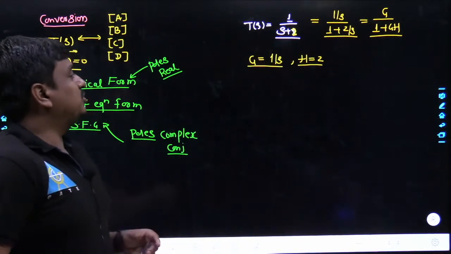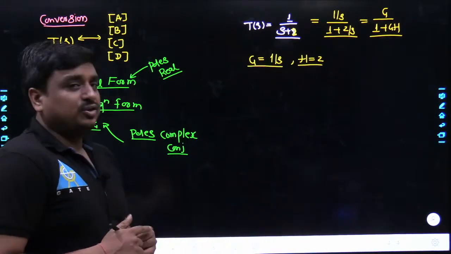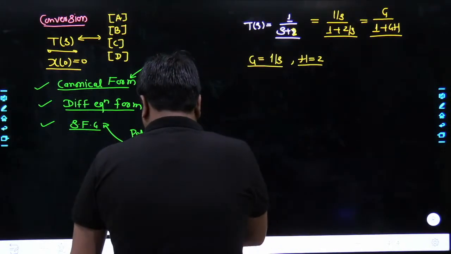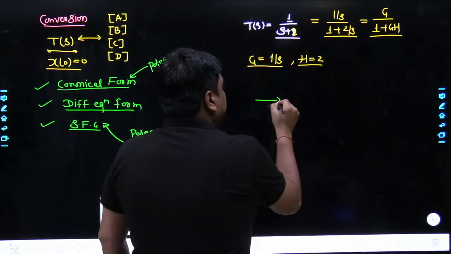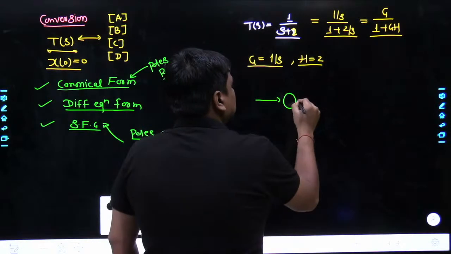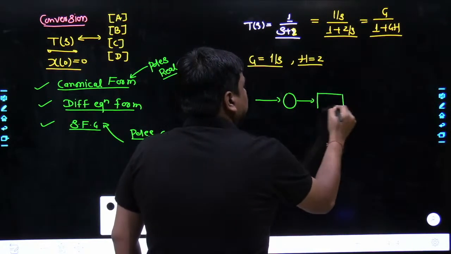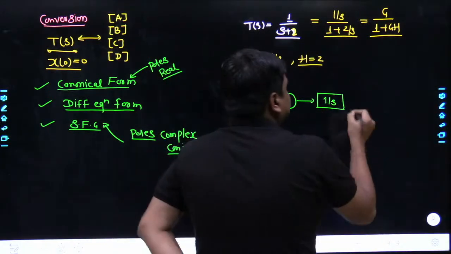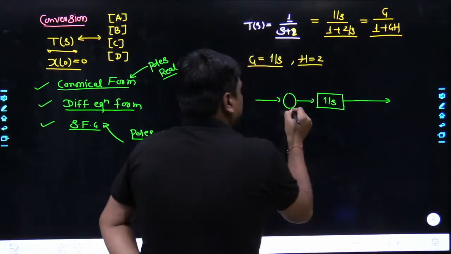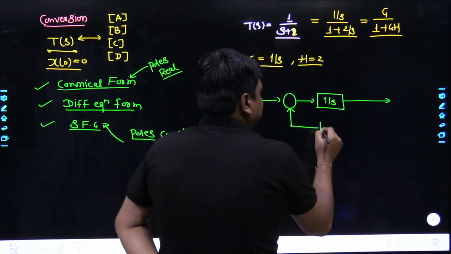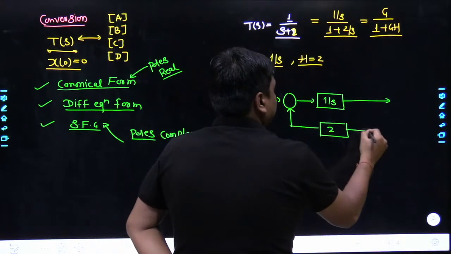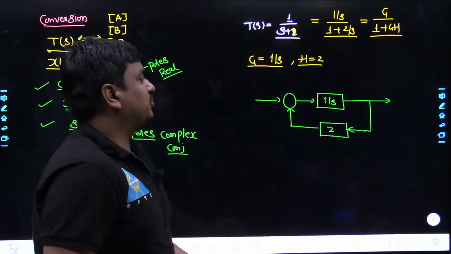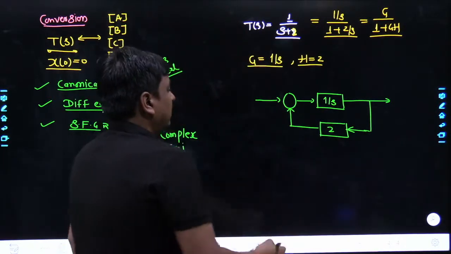So here G of S is equal to 1 upon S, H is equal to 2. While designing the standard negative feedback system, you can see very well that G is nothing but 1 upon S, which is an integration in time domain, that's fine. And similarly, the feedback element has a gain of 2. The output used to be written in terms of C. Similarly, the input is written in terms of U.